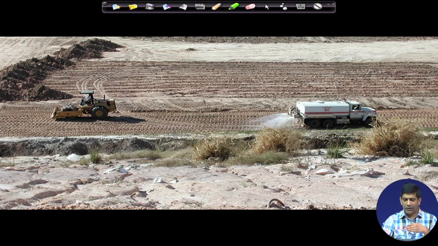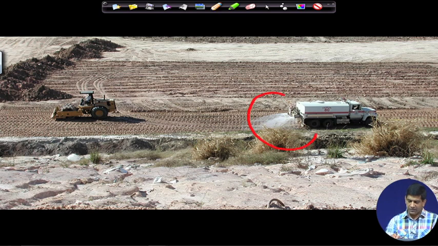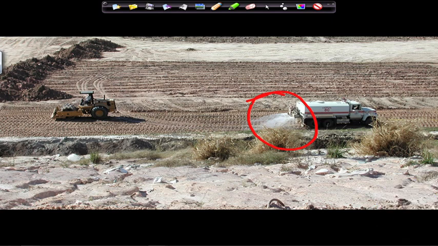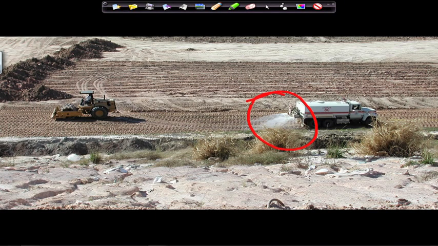And when you are compacting, as you can see in this picture, while the compaction is going on, this gentleman from this truck is spraying water. Those of you who are civil engineers should immediately get this. Think about why this water is being added when we are trying to do the compaction.